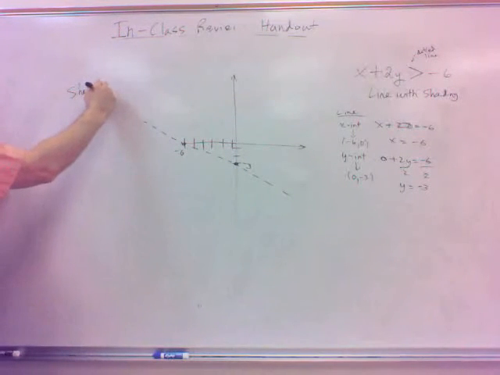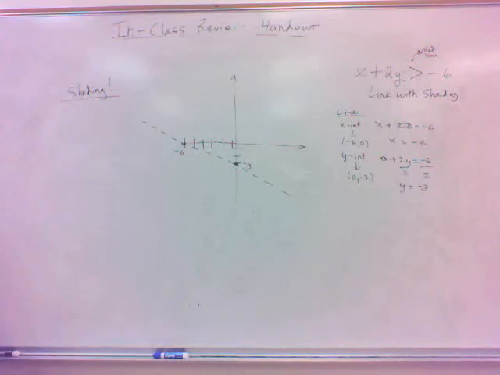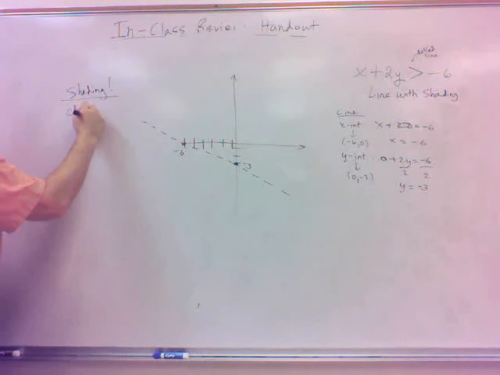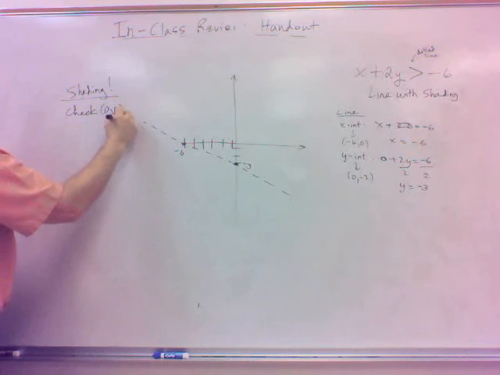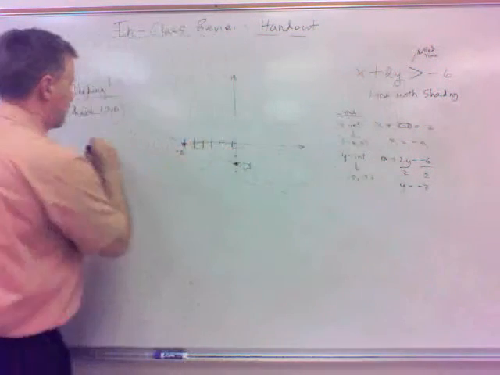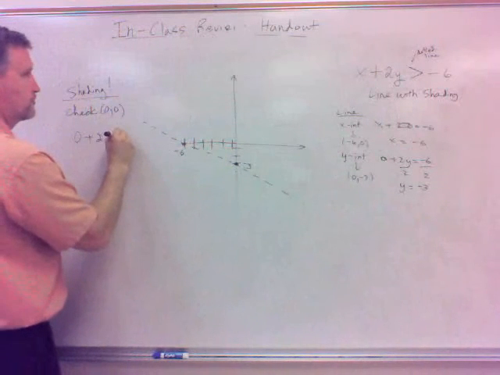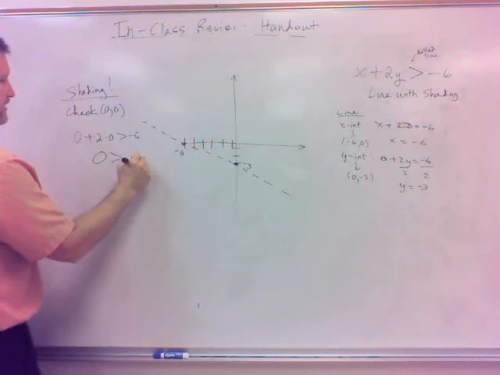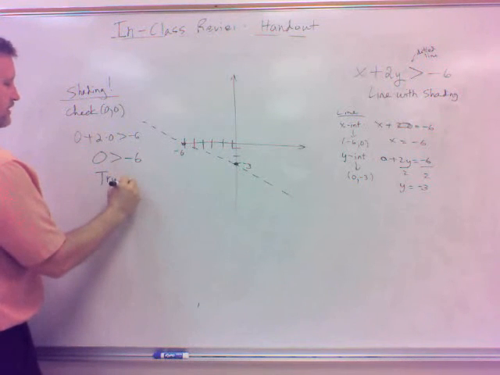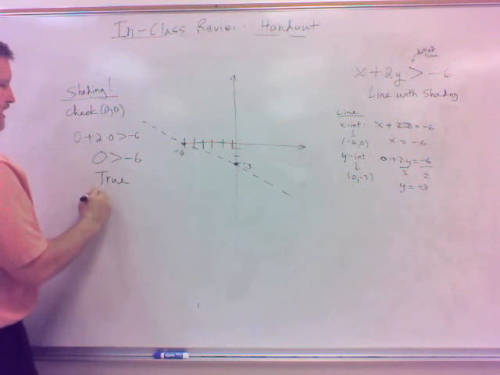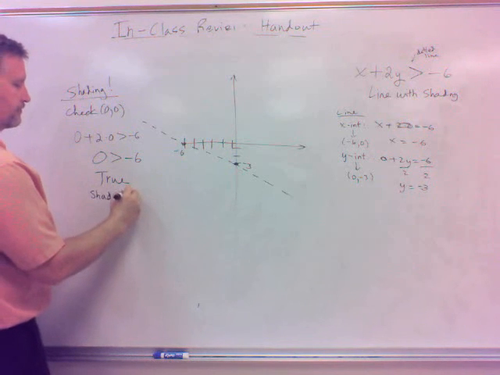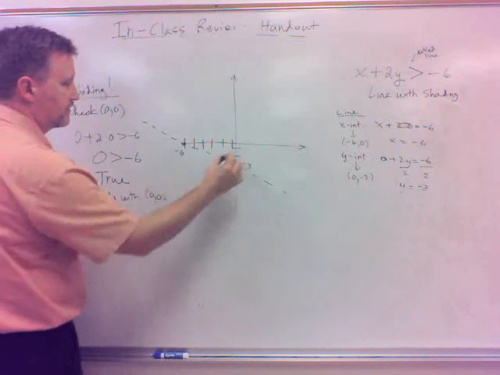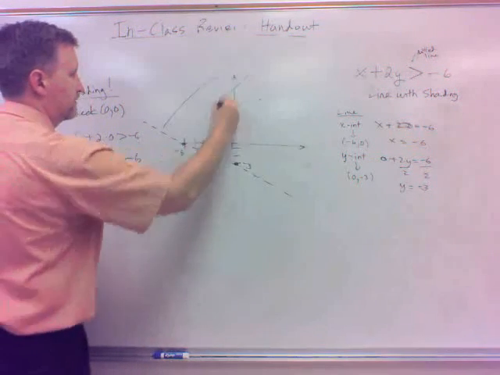And so don't forget about the shading on it. How do I determine the shading? Check a point not on the line. Check 0, 0 if it's not on the line. 0 for x, 0 for y. See if that's true or not. That's 0, that's 0. So 0 is greater than negative 6. That is true, isn't it? So 0, 0 works. So we shade the side with 0, 0. Here's 0, 0. So that's shading this side.